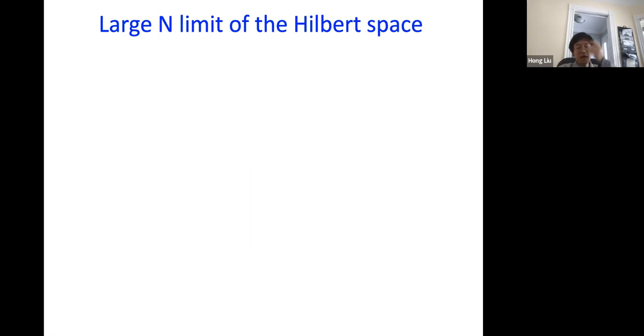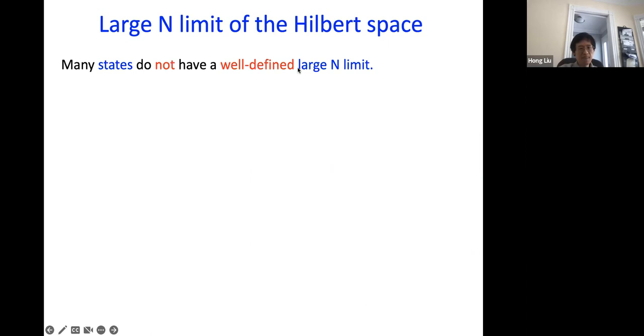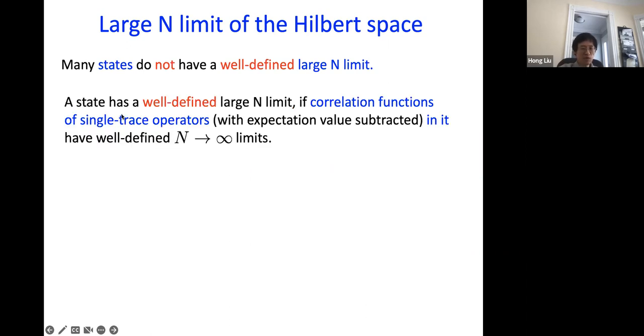Now let me say a few words about the large N limit of the Hilbert space. Many states don't have a well-defined large N limit. We define a state to have a well-defined large N limit if correlation functions of single trace operators, with expectation values subtracted, have a well-defined large N limit. We already defined single trace operators as well-defined operators in the large N limit, and we can use this to define those states which survive in the large N limit. Those are the states in which the single trace operators have well-defined correlation functions.